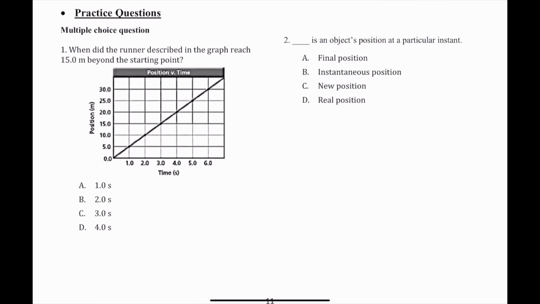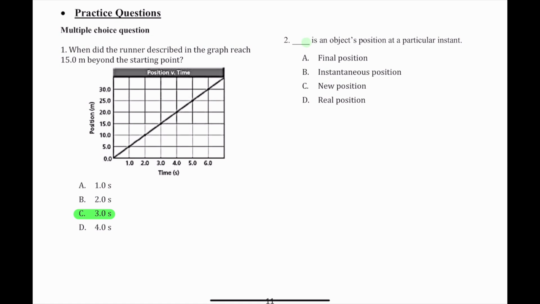1. When did the runner described in the graph reach 15 meters beyond the starting point? From the 15 meters on the y-axis, we draw a horizontal line until we intersect with the slope, and then we draw a vertical line until we intersect with x. So the answer here is 3, C.